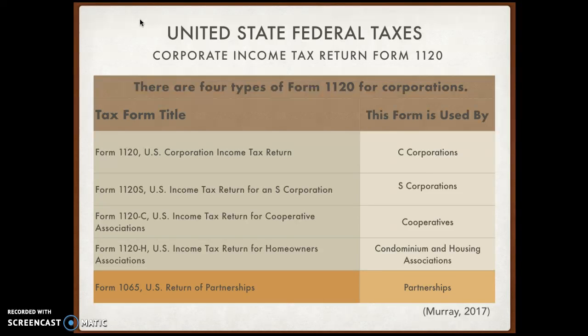1120-C is for cooperatives. And 1120-H is for condominium and housing associations. And then as an adjunct to this, we're going to eventually talk about Form 1065, which is the U.S. return of partnerships.